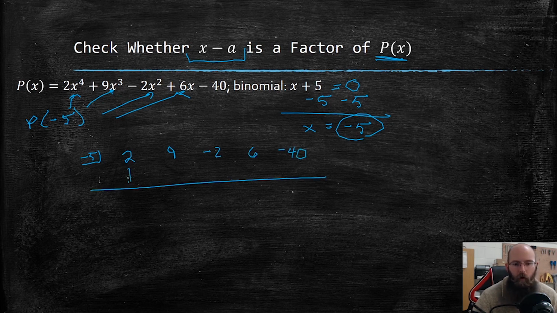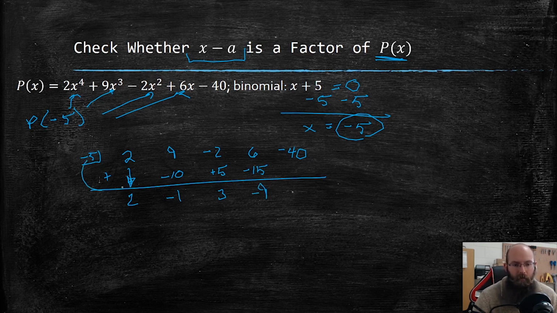The first one always comes down. I get a 2. Then I multiply my special number there with that 2, and I get a negative 10. Adding straight down, I get a negative 1 here. Again, multiply by my special number, and I get a positive 5 this time. Adding down, I get 3. Multiplying by my special number, I get a negative 15. And that gets me a negative 9.